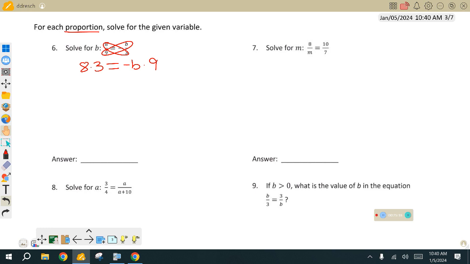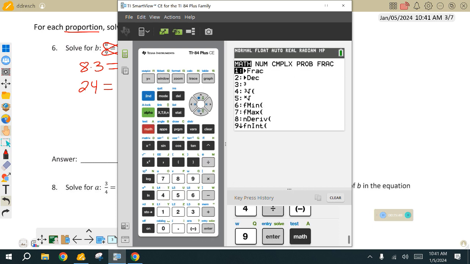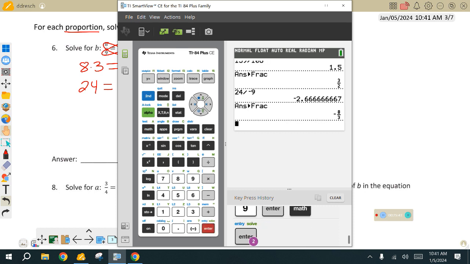What's 8 times 3? What's negative b times 9 rewritten as? Yeah, negative 9b, right? You can solve that all day now. What's your move here? Divide by negative 9. 24 divided by negative 9 is not pretty. Change it over to a fraction. Negative 8/3. Okay.